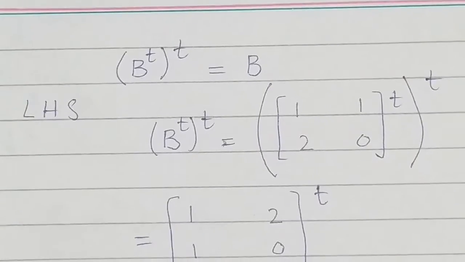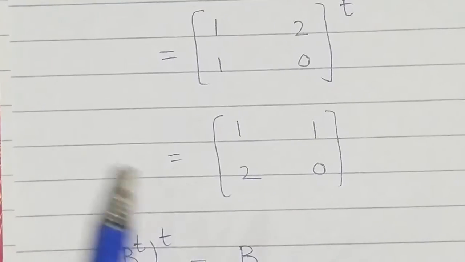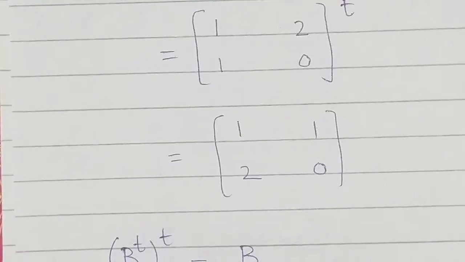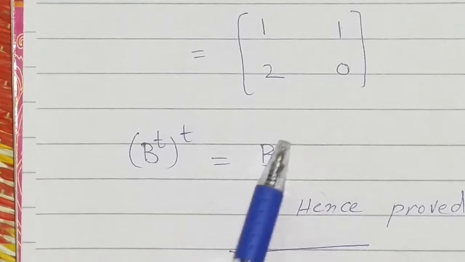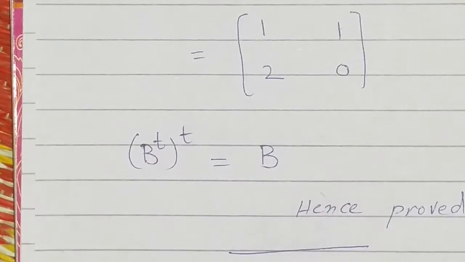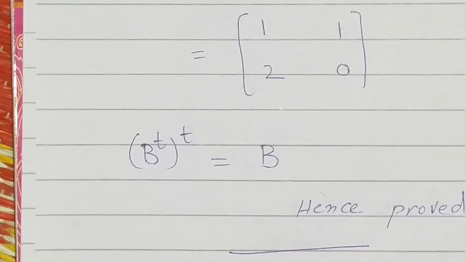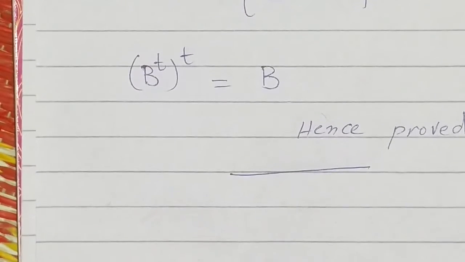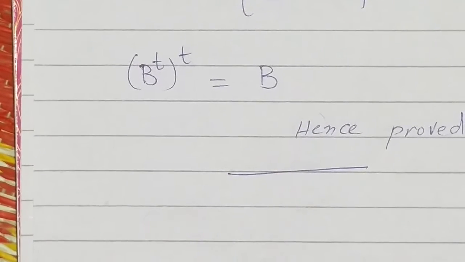This was B, 1 2 1 0. Here again 1 2 1 0. So I can write B in place of this matrix. So B transpose equals B, and this is what we wanted to prove. And that is the end of our exercise 1.2.